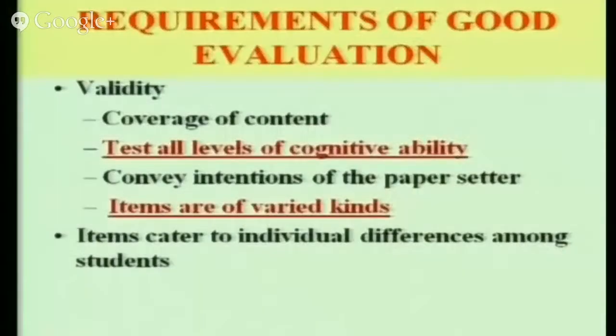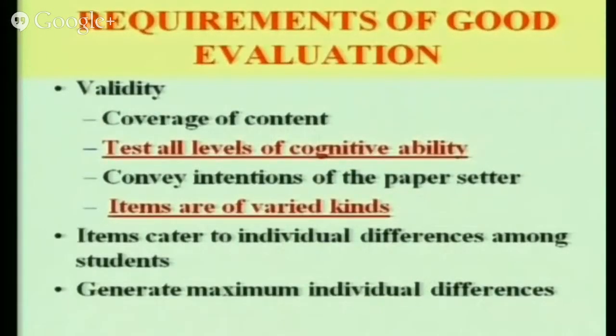Now, in that case, some of the items which we include in the question paper should be easy so that a student who is below average is able to answer those items. Some of moderate difficulty so that an average student is able to answer those items. And then some items of high difficulty, which only the highly intelligent students are able to answer. And thereby, we cater to the individual differences that exist within a class.